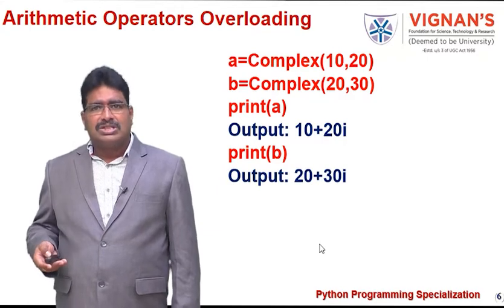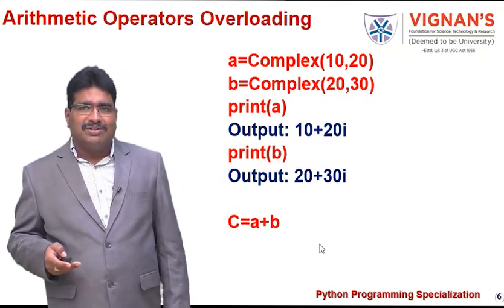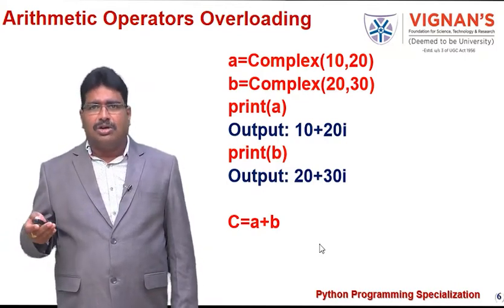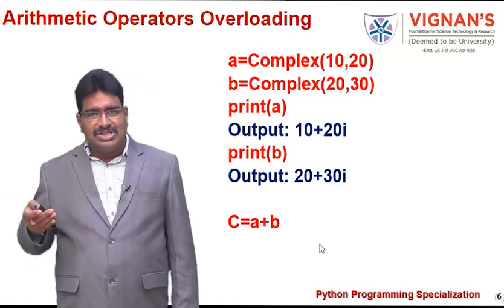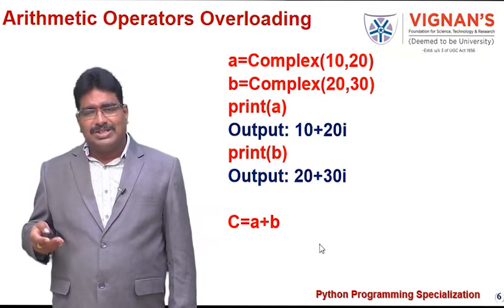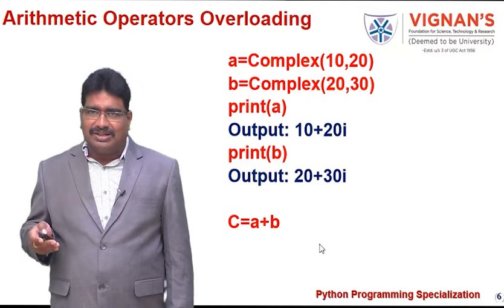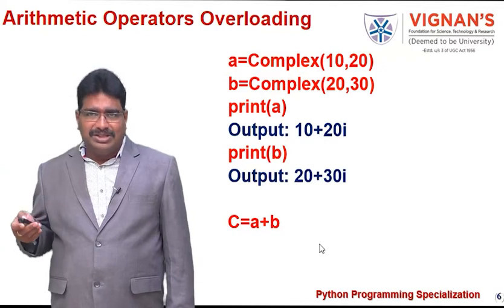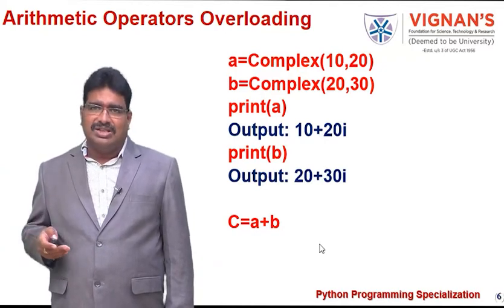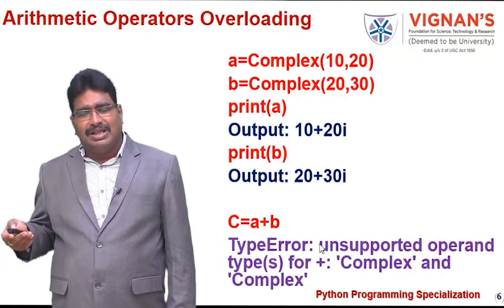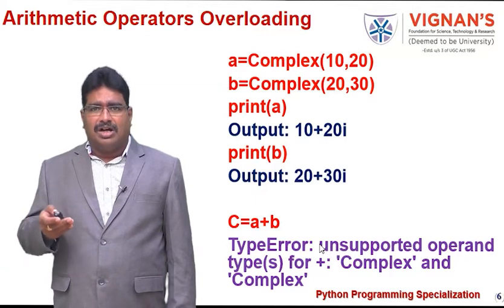Now we try c is equal to a plus b. So what is the expected value of c? Here we are using the plus operator, and the two operands are complex objects, and our intention is to perform the addition of the two complex objects. That is, we are expecting the result 30 plus 50i, because the sum of the real values is 10 plus 20, 30, and the sum of the imaginary values is 20 plus 30, which is 50. So we are expecting c object's real value to be 30 and imaginary value to be 50, but it actually gives an error message. Why does it give the error message? We try to apply the plus operation on the objects a and b, which are Complex, and that addition operation is not defined.